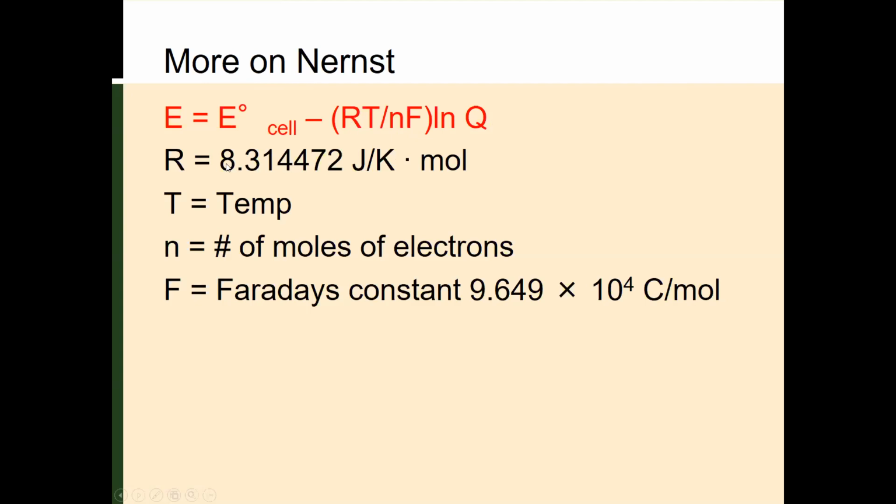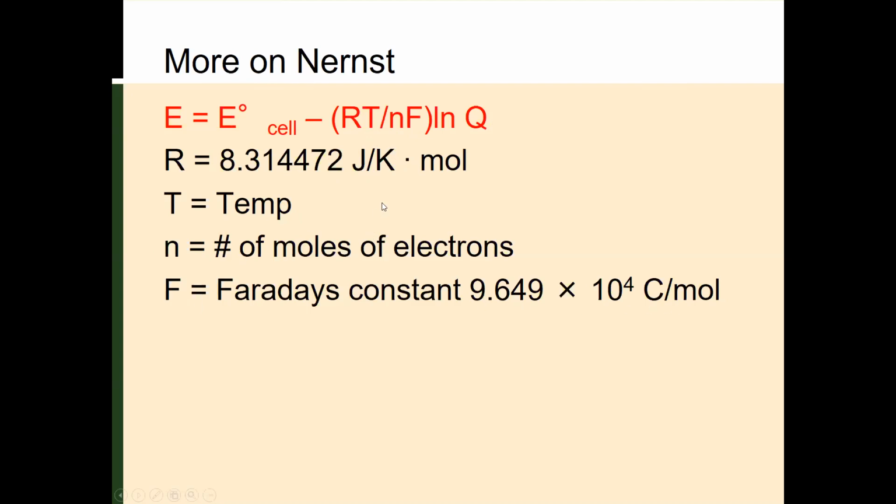R is our ideal gas constant with the units of energy involved. T is our temperature. I shouldn't have to remind you, but I might as well. What do you think the units of temperature have to be? They have to be the same as R, plus the fact that we don't want to have negative temperatures. Okay. n is the number of moles of electrons transferred, and F is Faraday's constant.